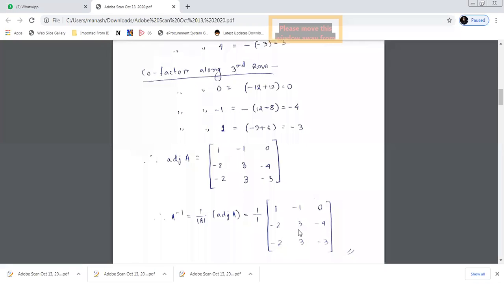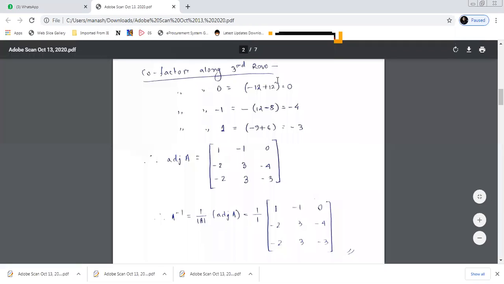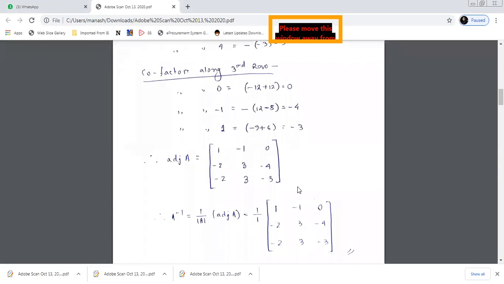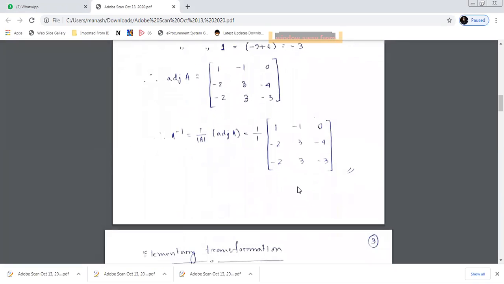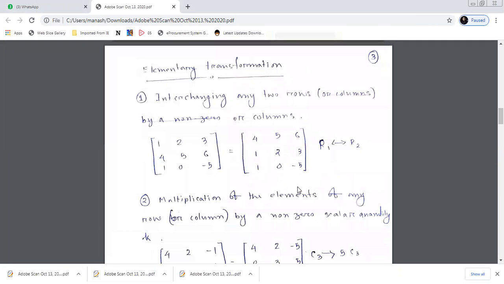Clear? Now listen, if you multiply the matrix A with this A inverse, then you will get identity matrix. So this is one way how we can find out the inverse of a matrix. That means by using adjoint of the matrix. Clear?